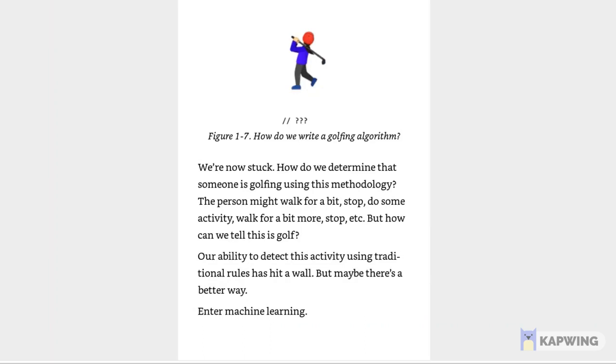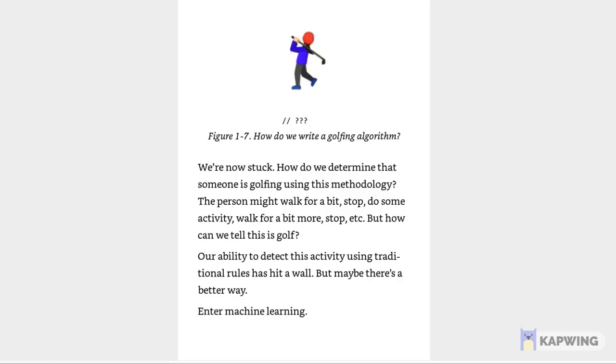Now we are stuck. How do we determine that someone is golfing using this methodology? The person might be walking for a bit, then stop, do some activity, walk for a bit more, and then stop. But how can we tell that this is golf? How can we tell that they are playing golf? Our ability to detect this activity using traditional rules has hit a wall.